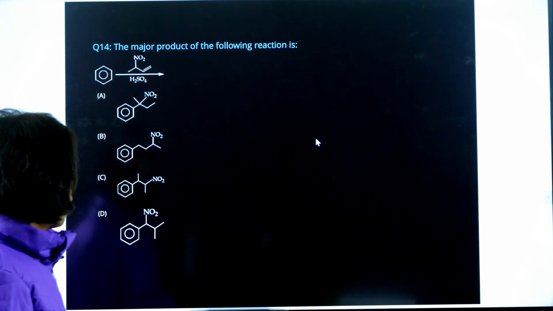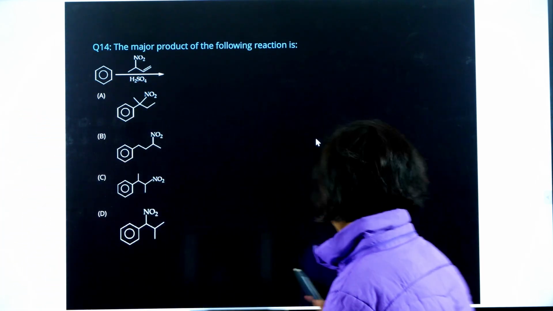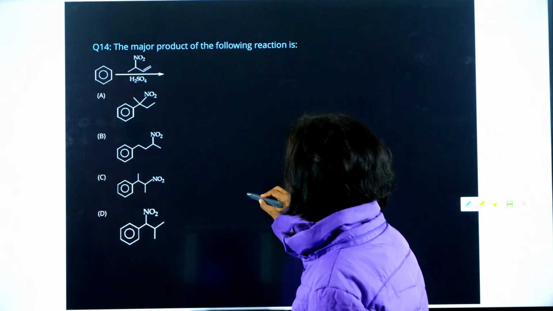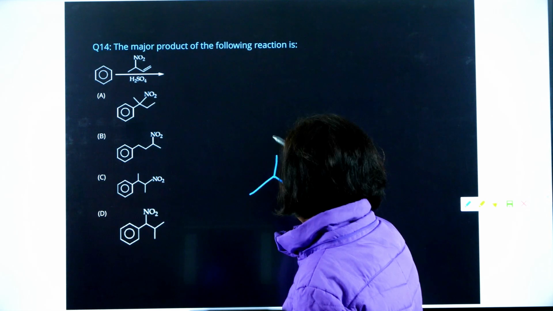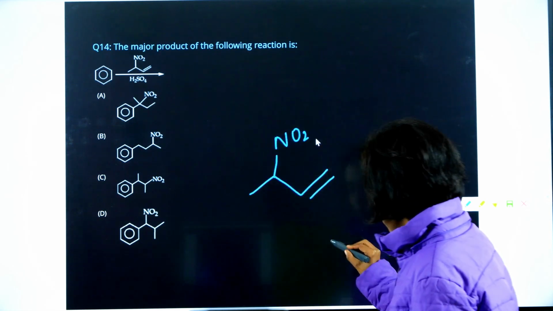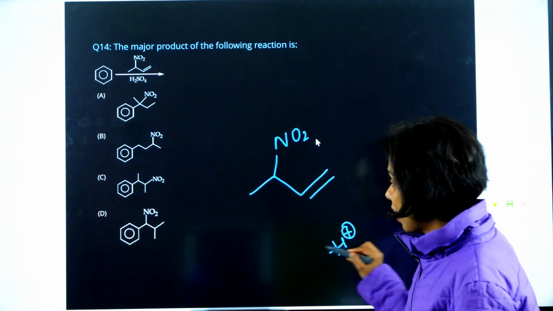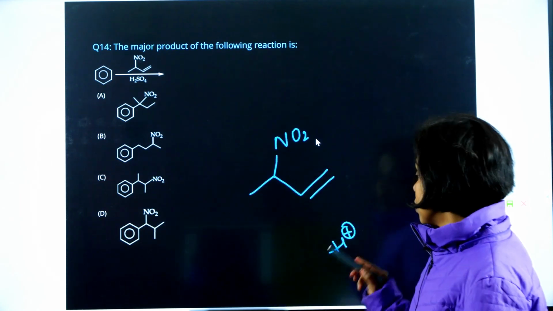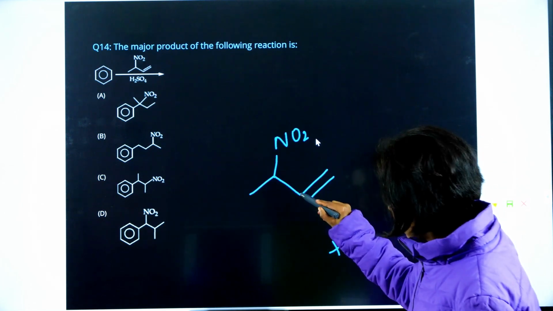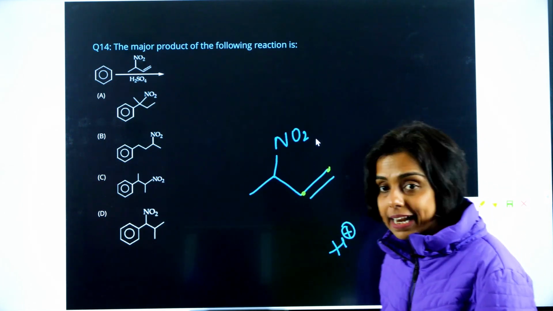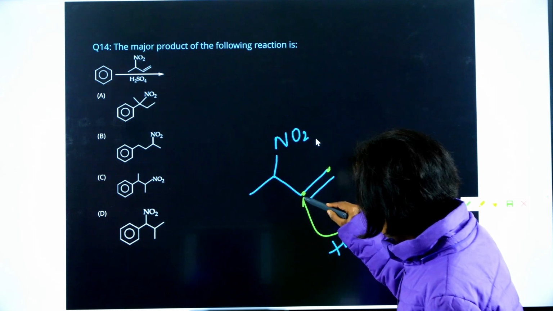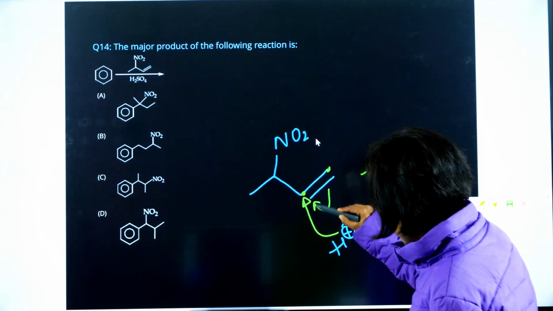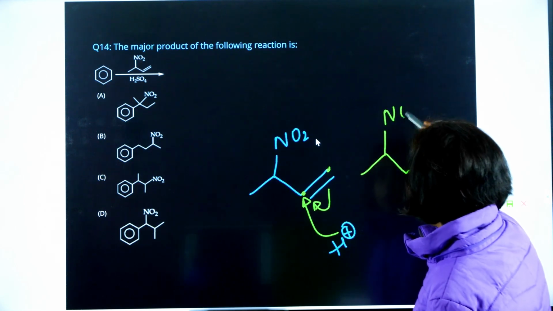The major product of the following reaction is, there is an organic reaction given to you. There is benzene and the reagent added is this NO2 compound. Now you have acid, H positive. H positive has two options to attack, and where it attacks, the other carbon will become a carbocation. It gets attracted toward the pi electron density, so the pi electrons shift here, H positive attacks here, and this is the carbocation that is formed.